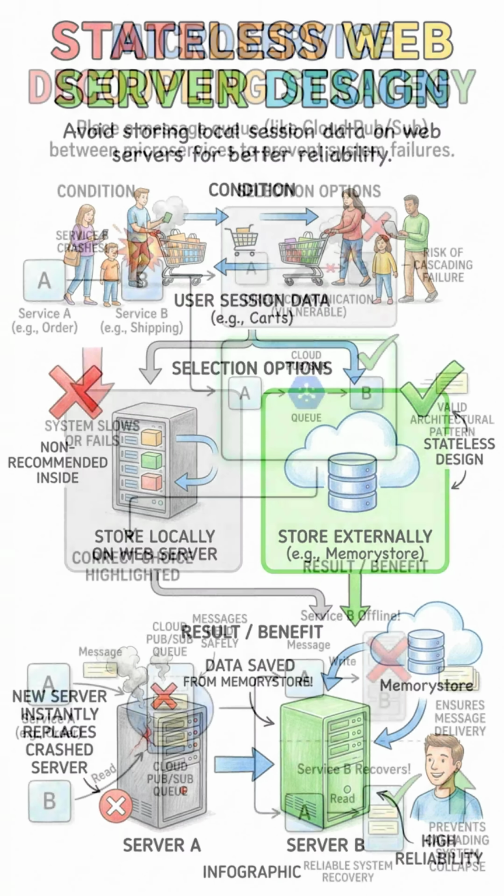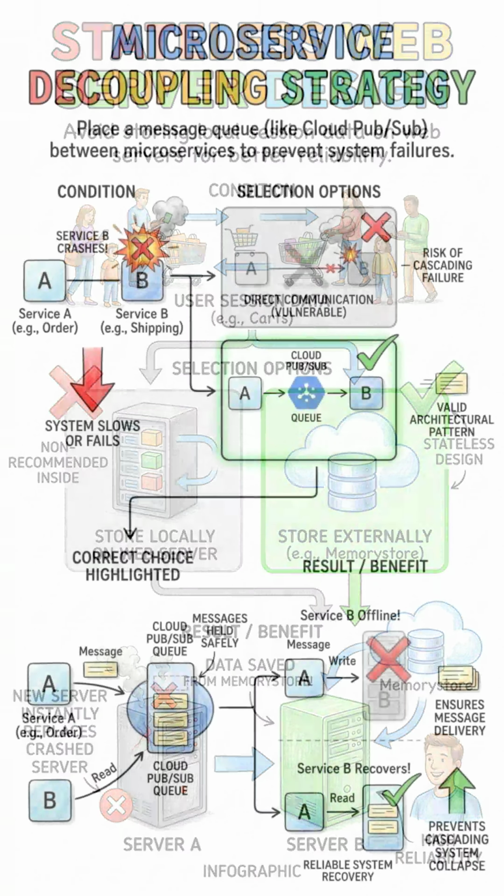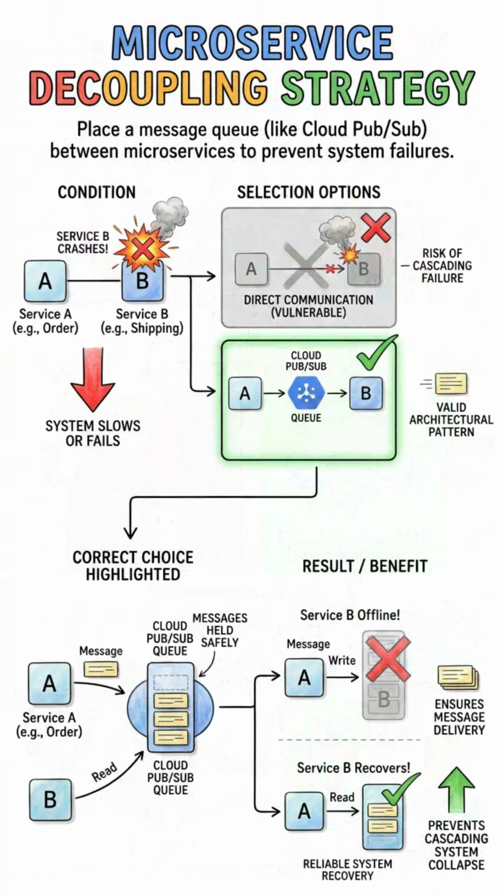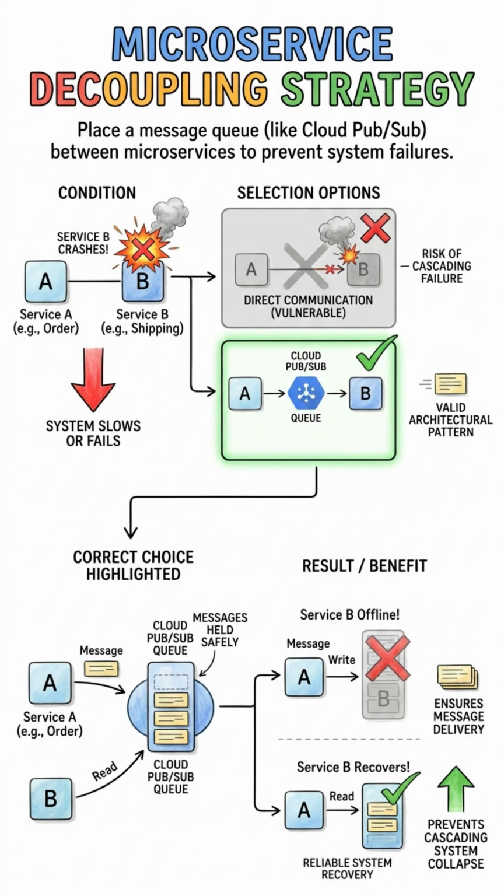Decoupling your architecture is another vital strategy for building reliable systems. Instead of having 2 microservices communicate directly, you can use Cloud Pub/Sub to place a message queue between them. If the receiving service crashes, Cloud Pub/Sub simply holds onto the messages safely until the service comes back online, preventing a minor failure from causing a cascading system collapse.